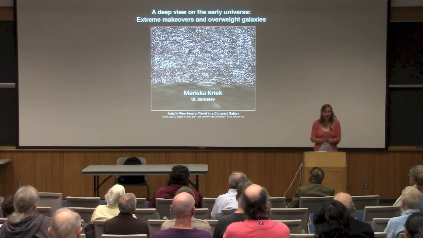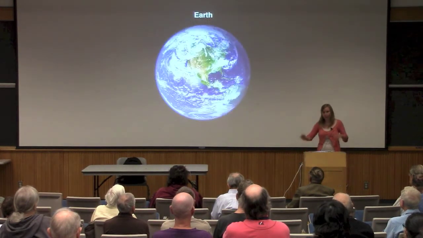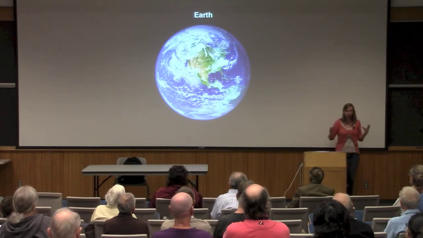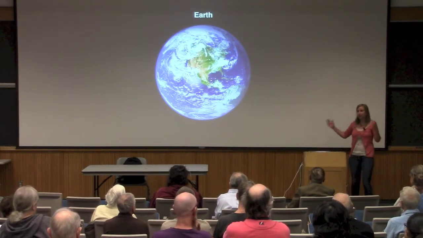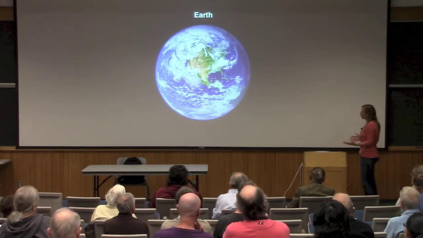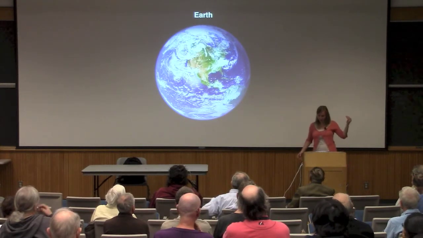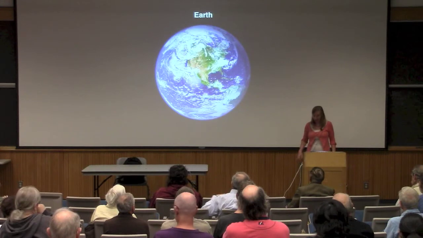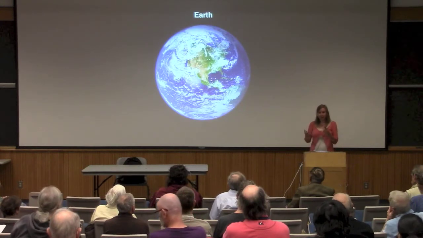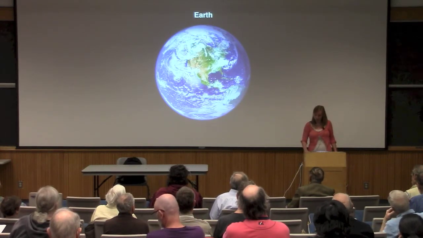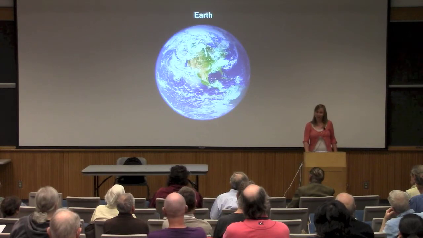But let's start very simple. Let's start with the object that we all know, the Earth. I want to put galaxies into a broader context: how big are they actually? We all know the Earth is quite big, it takes a long time to fly from one side to the other. But our planet is actually quite small compared to other planets in our solar system.